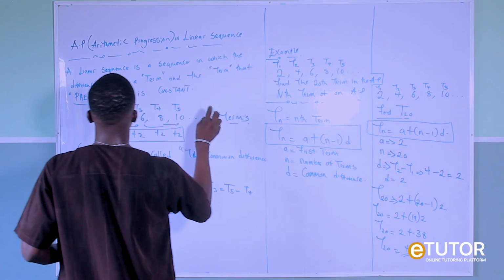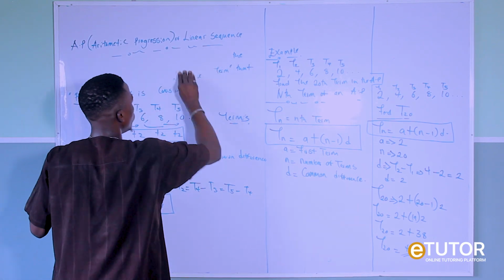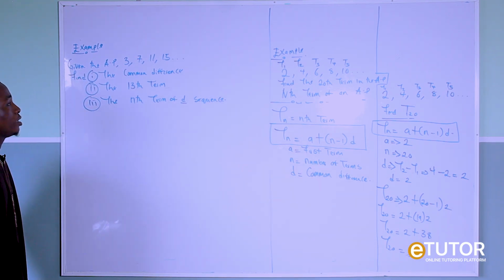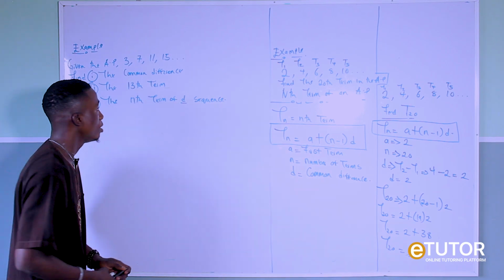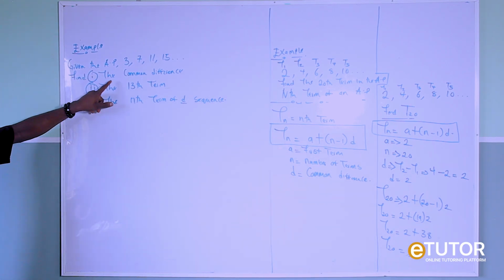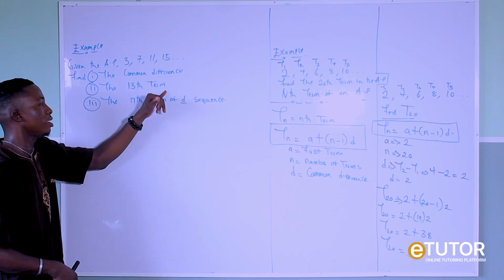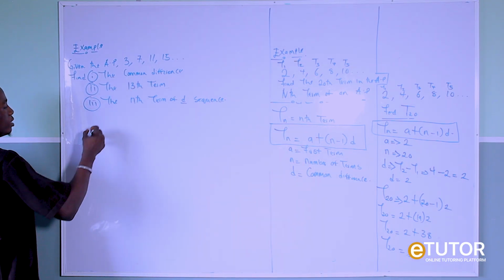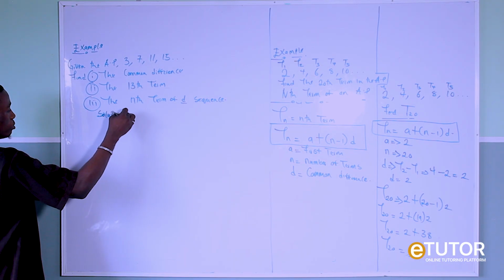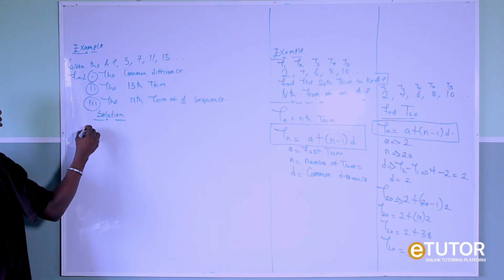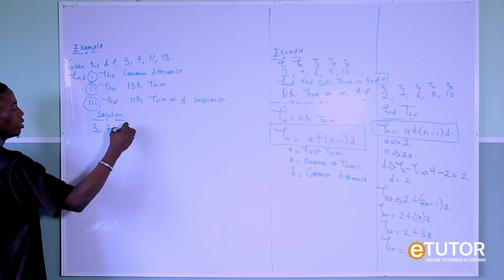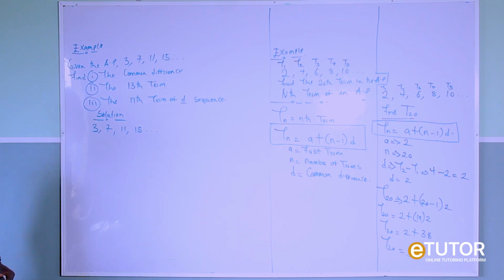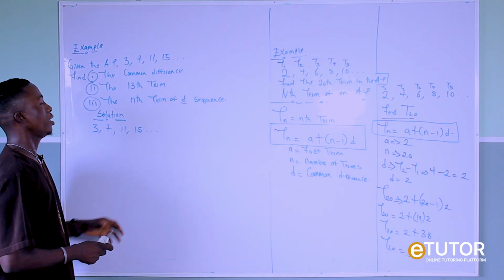Now, let us take another example. We have a question here. It says, given the AP 3, 7, 11, and 15, find (i) the common difference, (ii) the 13th term, (iii) the nth term of the sequence. So let us solve this together. Solution. The sequence is 3, 7, 11, 15, and so on. We're asked to find the common difference here first.